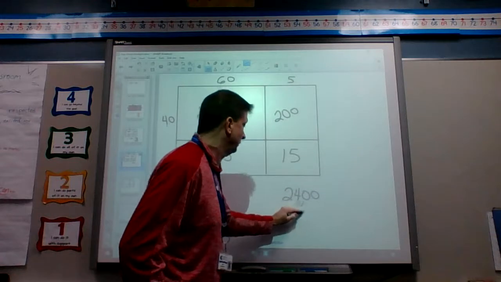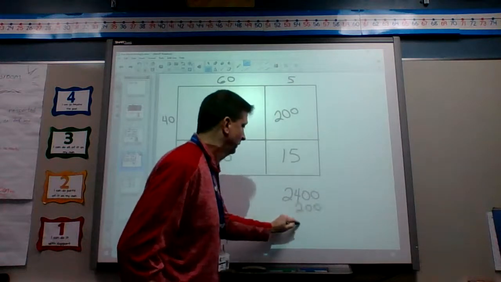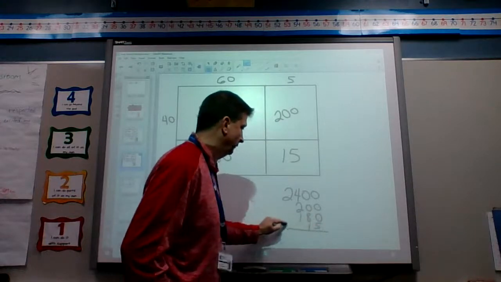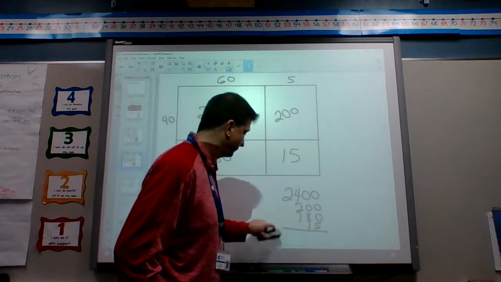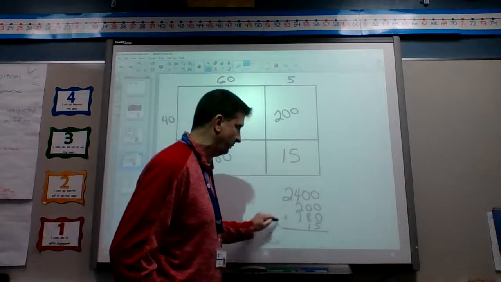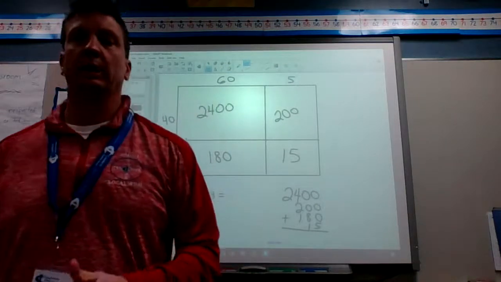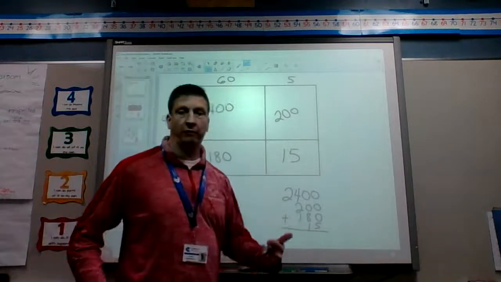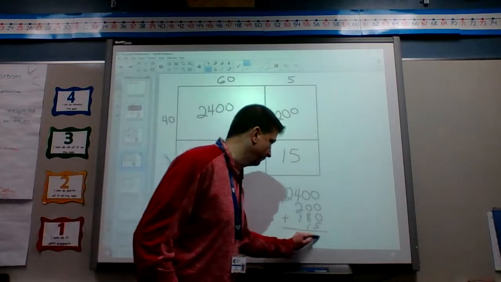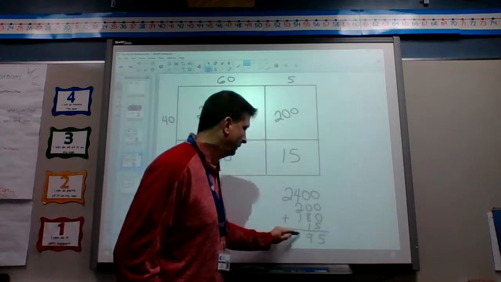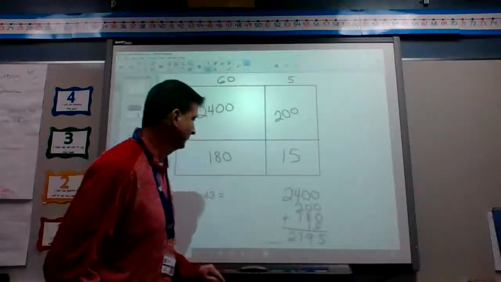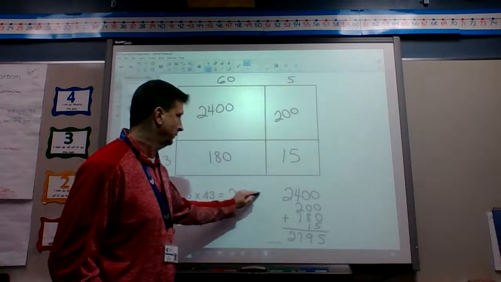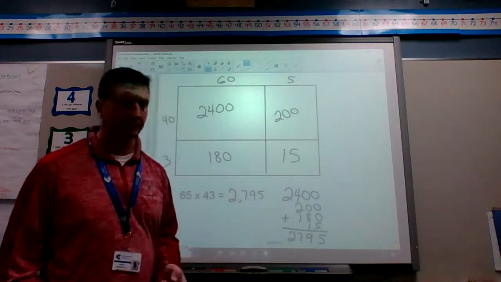So conceptually, you can see by using the area model, which we've been working on area, finding that length times width or base times height, we can promote more mental math to get to the problem here, have all of our partial products, add them up, and come up with our answer. So 2,795 will be our answer.